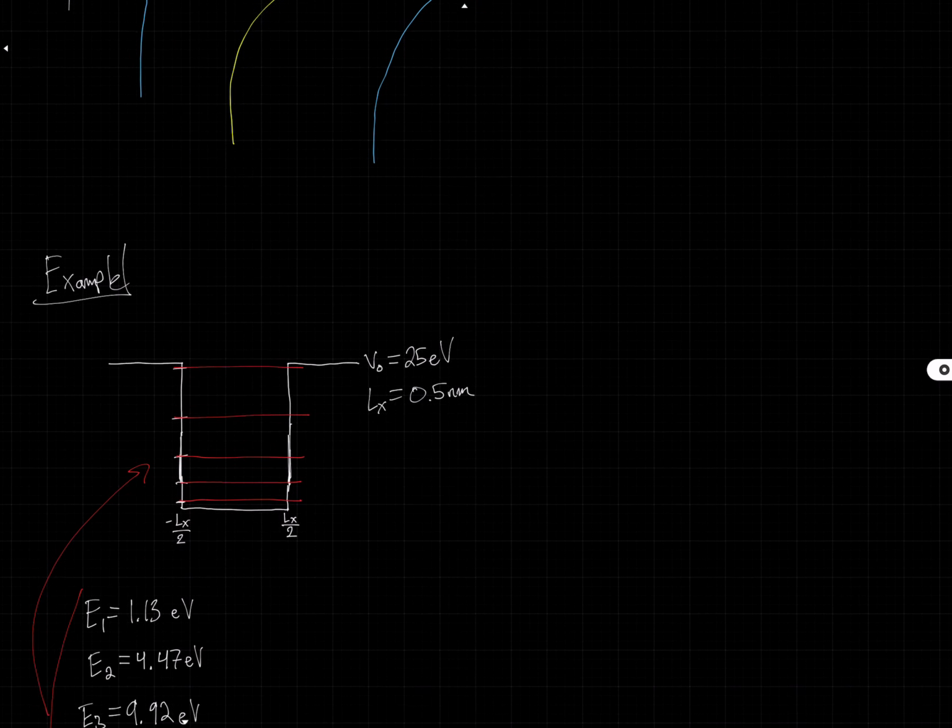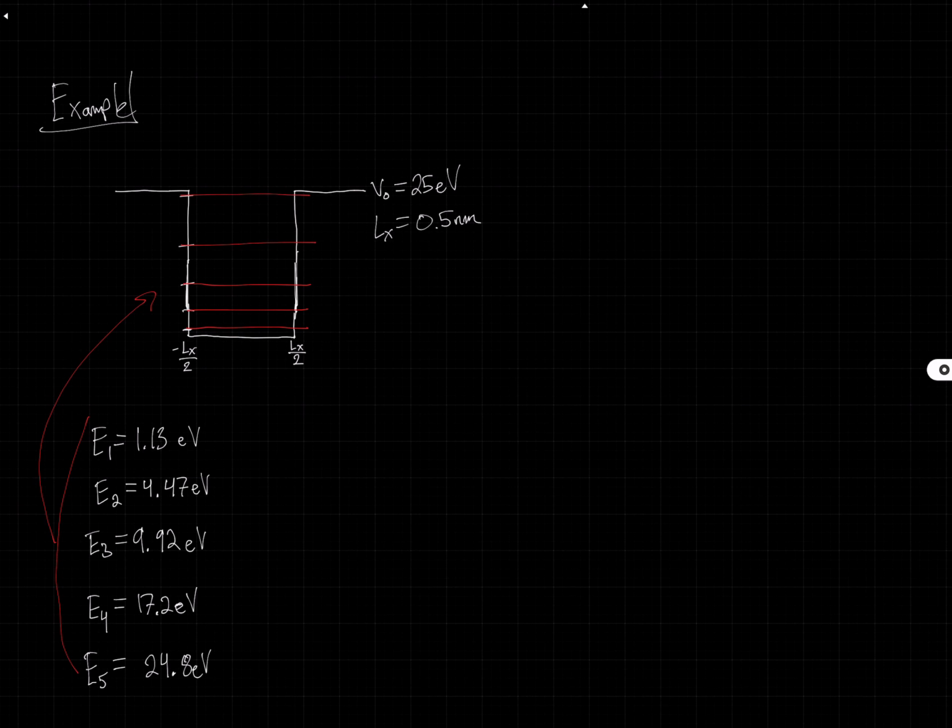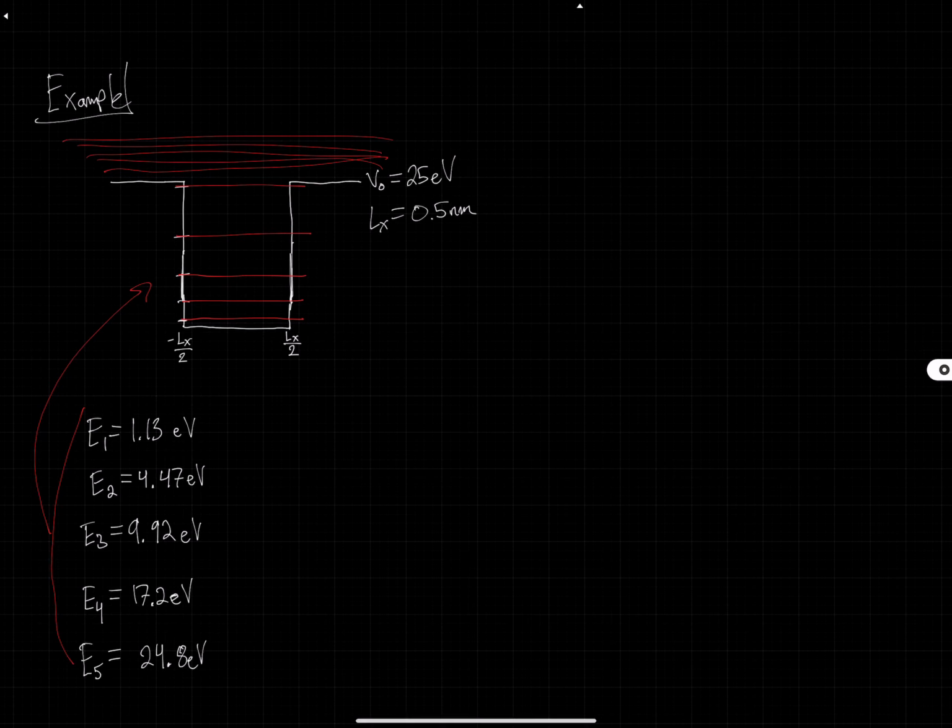And there are only 5 in this case. You will notice that there comes a point where there are no more constrained or discrete states. It actually turns out, and we're going to talk more about this later, that the possible energy eigenvalues above this potential well are continuous. You have continuous eigenvalues up here. But within this potential well, they are discrete, as you can see here. And so these are our energy eigenvalues for the case of a potential of height 25 eV and a well width of 0.5 nanometers.